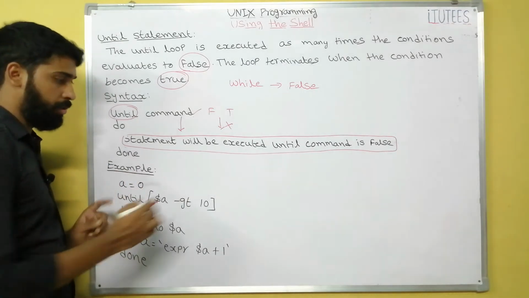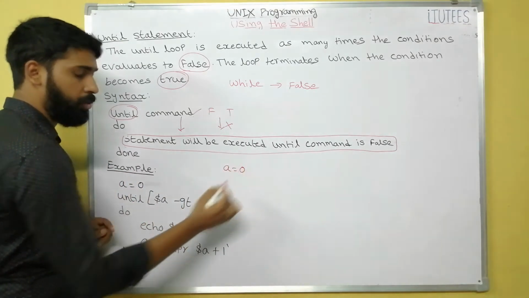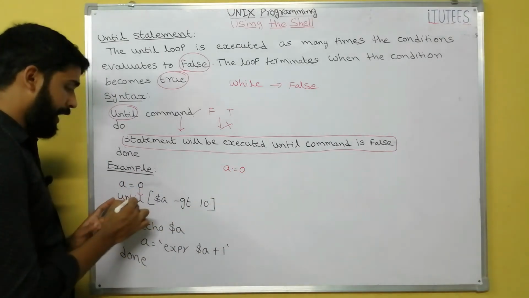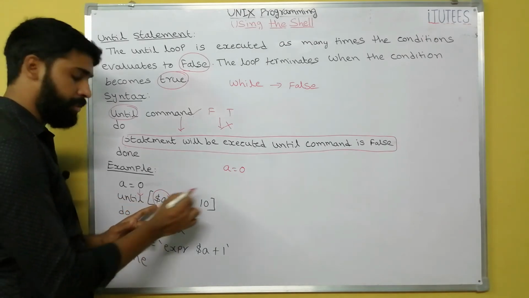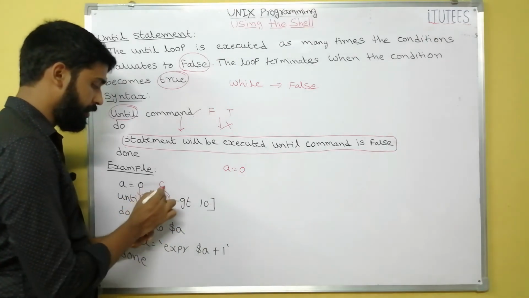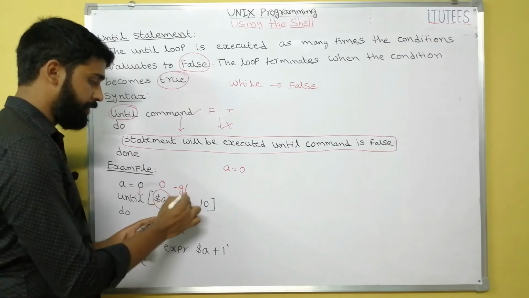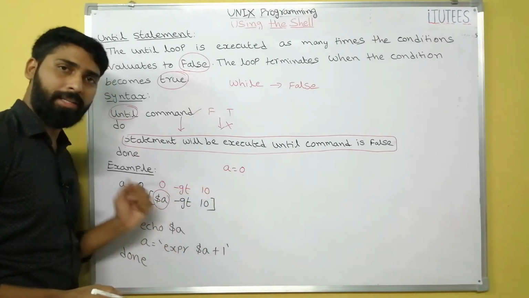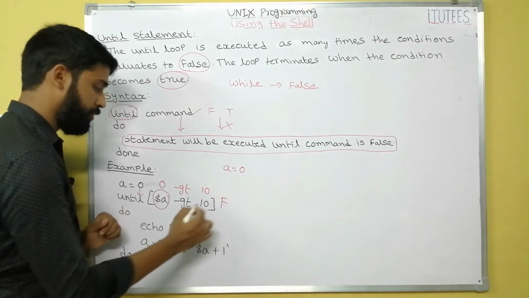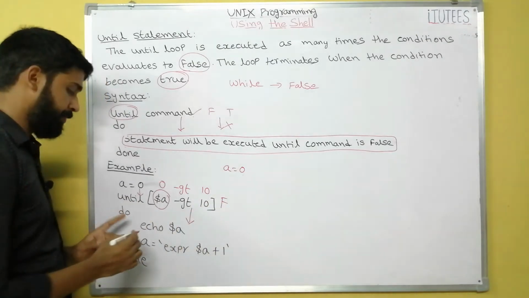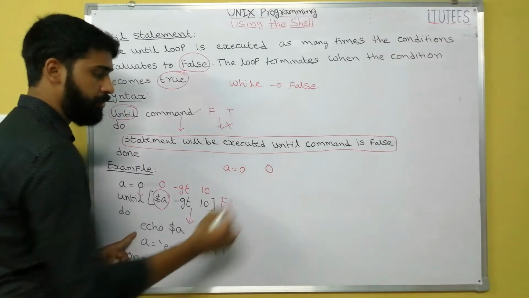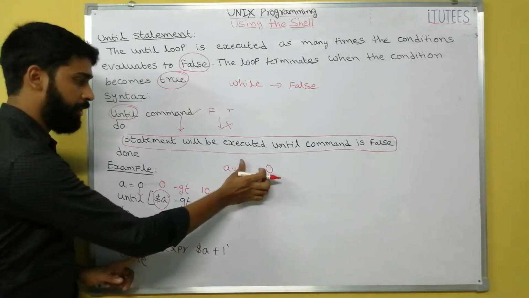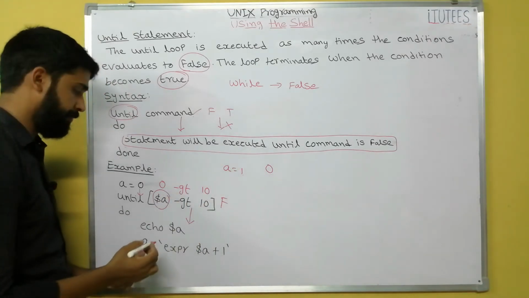a equals to 0, a value is 0. Next, until $a, what is the $a? The content in a, 0 -gt, greater than 10. 0 greater than 10? No, it is false. So enter into this block. Echo print a means it prints 0. Then a value is incremented by 1.